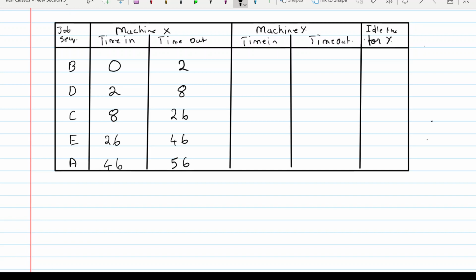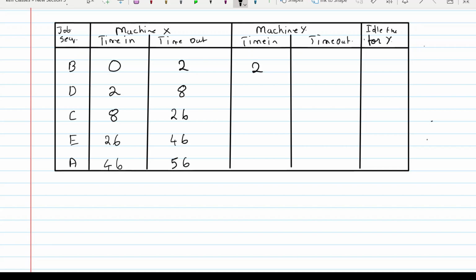Okay? But make sure you are adding only the first columns. Don't take values from the second row. Machine X and machine Y. Take only machine X values on this side. On this side it will be all machine Y values. So this will be at 2. Job B in machine Y is for how much time?